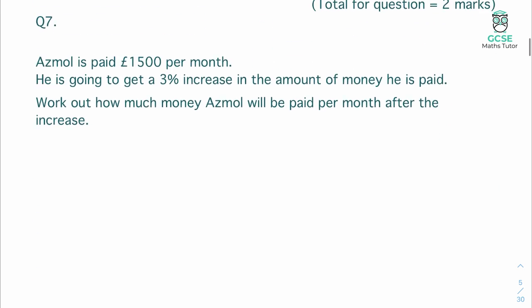Amzol is paid £1,500 per month. He's going to get a 3% increase. Work out the amount of money he's going to be paid after the increase. So I need to work out 3%. So I'm going to work out 10% again. So dividing it by 10, 10% would be £150. Now I can get 1% by dividing by 10 again, and that's 15. Of course, I could have done that in one jump by dividing by 100, but I like to always start with 10%. So for 3%, which is going to tell me his increase, I'd multiply this by 3.